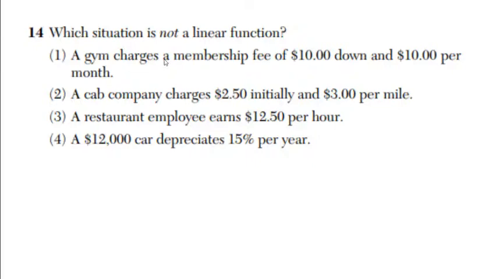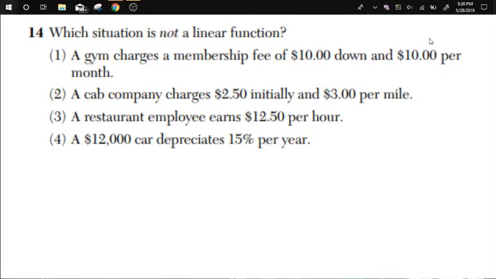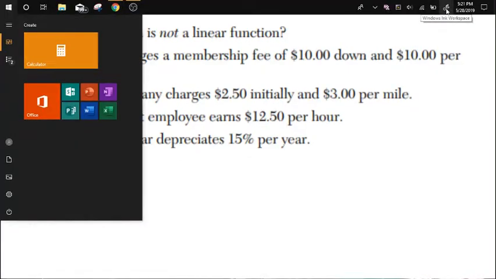Alright, which situation is not a linear function? 1. A gym charges a membership fee of $10 down and $10 per month. 2. A cab company charges $2.50 initially and $3 per mile. 3. A restaurant employee earns $12.50 per hour. 4. A $12,000 car depreciates at 15% per year. Alright, so we're gonna take a couple notes on these in a sec.